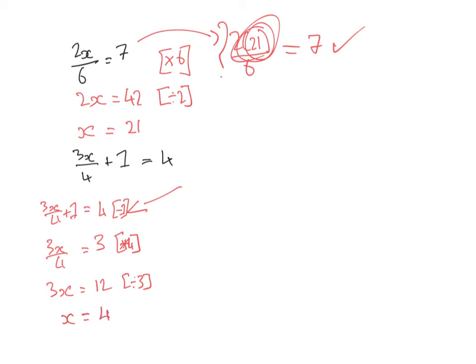Does it work? Well, let's have a look. So is 3 times 4 over 4 plus 1 equal to 4? 3 4s are 12. Divided by 4 is 3. 3 plus 1 is 4. Yes, so we know we're right.